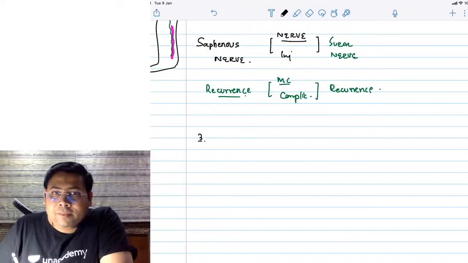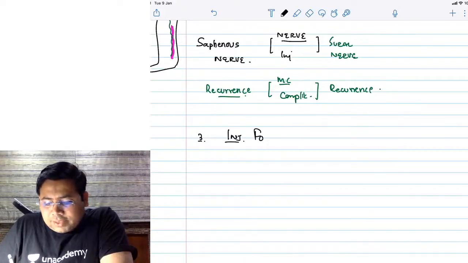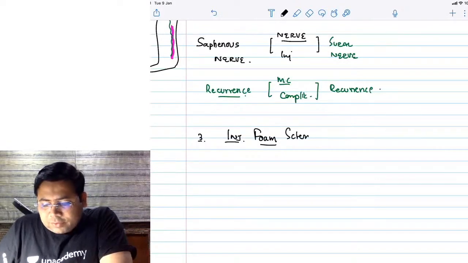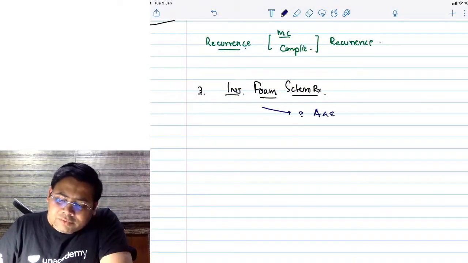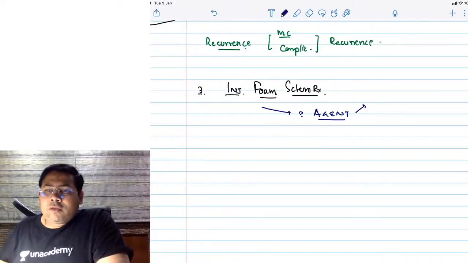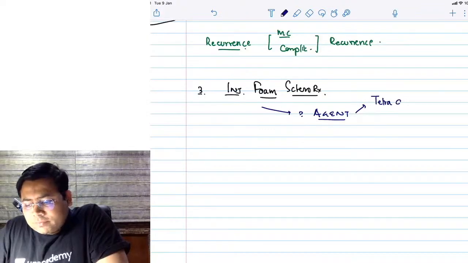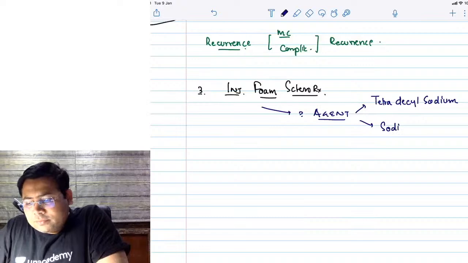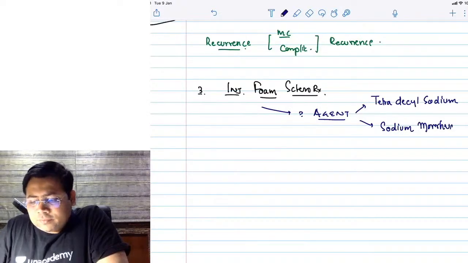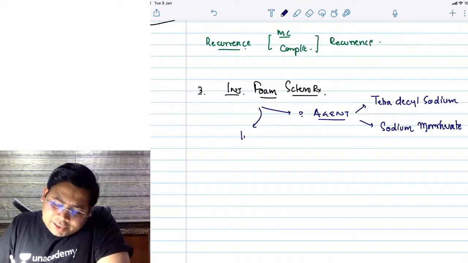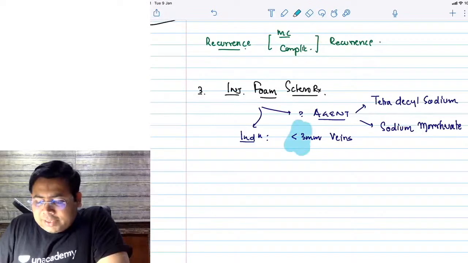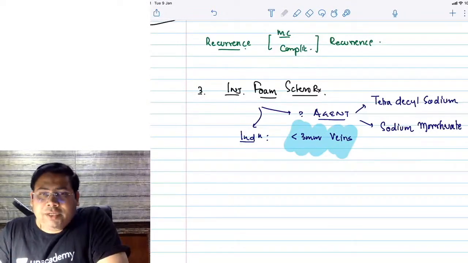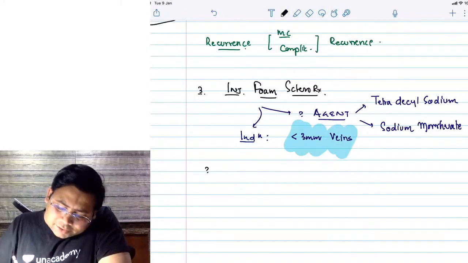The third that we have is injection foam sclerotherapy. When you're talking about injection foam sclerotherapy, there are two things. What agent are we using? Answer is sotradecol. What is that? Sodium tetradecyl sulfate. The second is sodium morrhuate. The next is, sir, is it indicated for all? What is the indication? Answer is less than 3 mm veins. Therefore, you have to understand that it is not for varicose veins, because the diameter of varicose veins is more than 3.